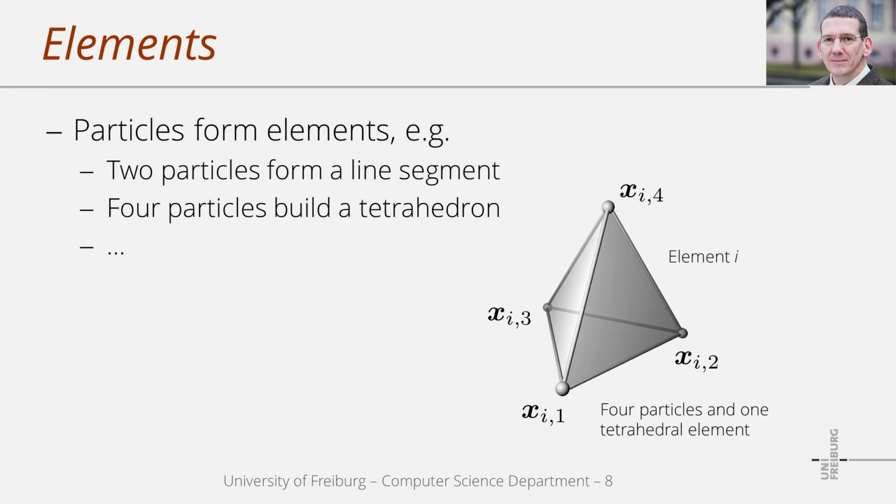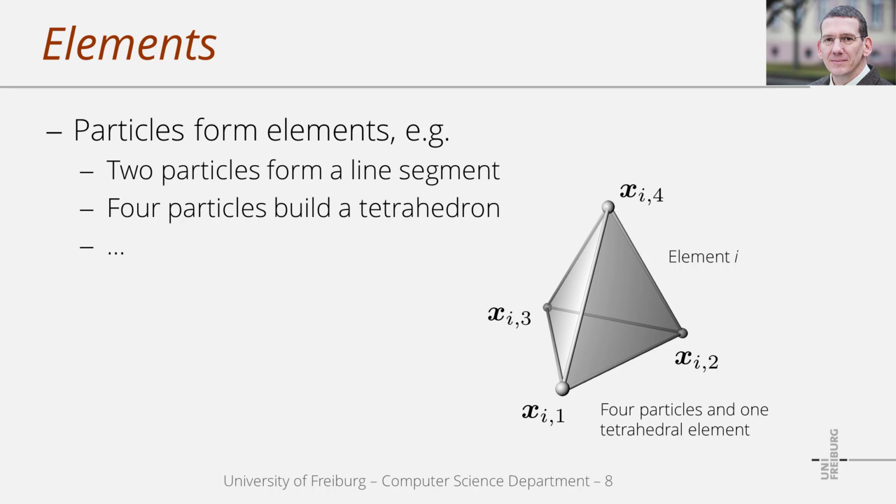First, we start with the definition of our elements. As already discussed, we very often use line segments, triangles, and tetrahedra. And the shape of the elements is described by particles. So line segments are represented by two particles, and the representative positions of the two particles describe the length of the element. If we have four particles that form a tetrahedron, then we can, for instance, compute the volume of the tetrahedron from the particle positions.